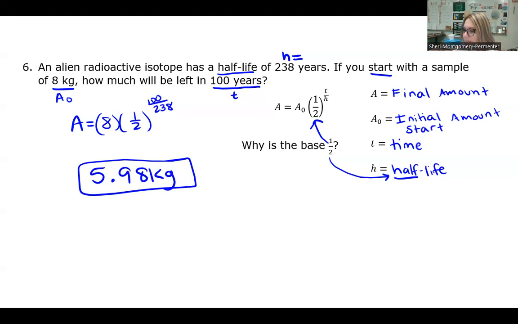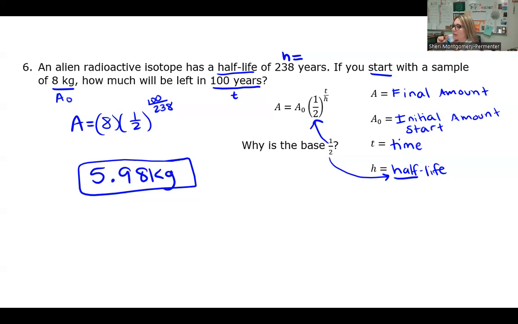Did y'all get 5.98 kilograms? No? Who said no? Okay, so let's make sure we type it in correctly. You're going to type it in exactly the way you see it. Type in 8 with parentheses around it. Then type in 1/2, or what's the decimal equivalent to 1/2? 0.5. You can do 0.5, also in parentheses.